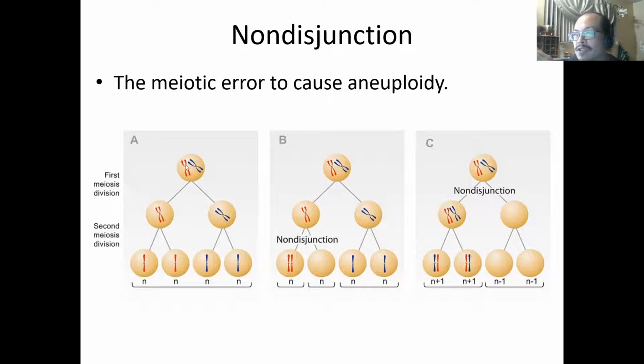The first division is between homologous chromosomes, so the mom and the dad. Then the sister chromatids are separated at the second stage of meiosis. That's normal, and that would give typical haploid cells. Okay, but things can go wrong.